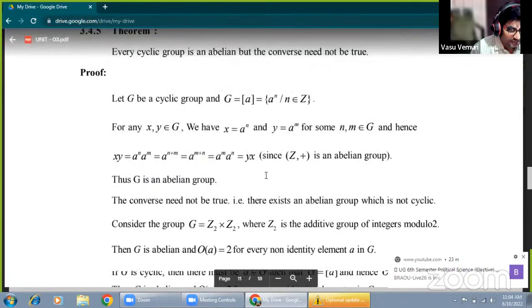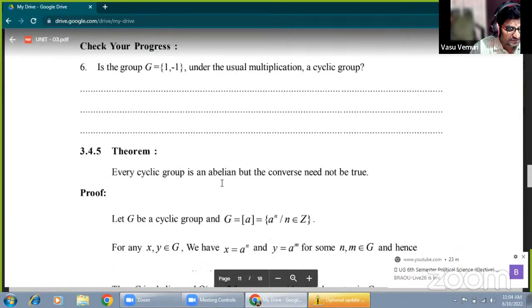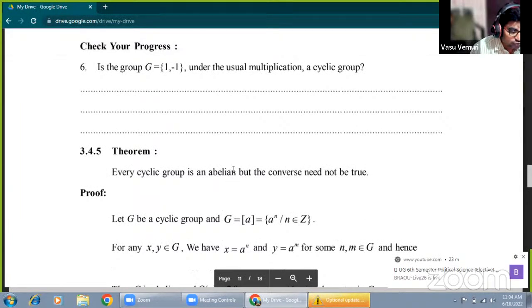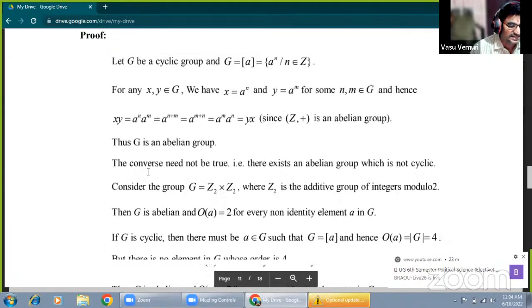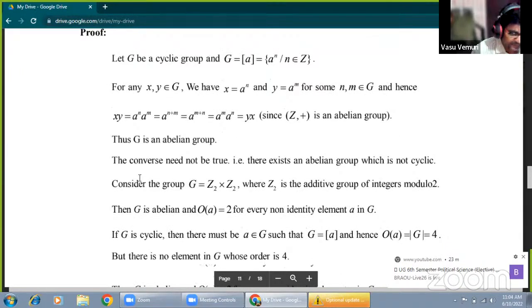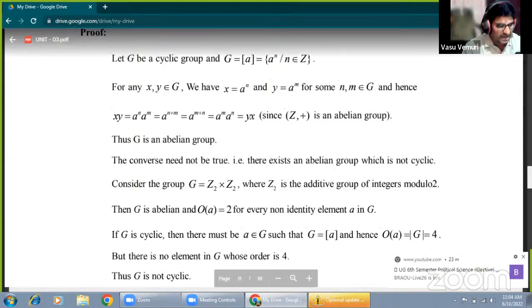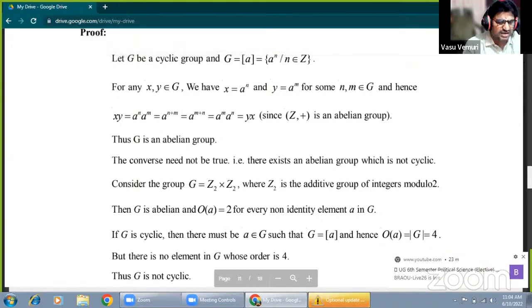But you have to see what the converse of this statement is. Suppose a group is abelian but is not cyclic. That is the converse. Now, especially in algebra, there are so many theorems where the converse of the theorem need not be true.